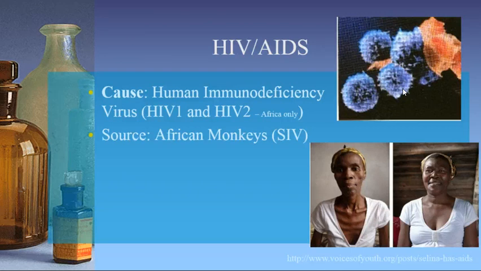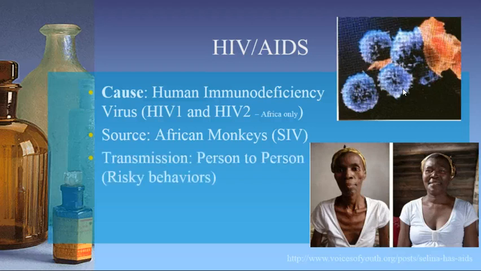Its source is African monkeys. Other primates get a version called the simian immunodeficiency virus, and most of those are not able to jump species, but HIV is, right? Well, the version that jumped species, that's now called HIV, was one that is a species jumper. Let me just clarify that really quickly. Okay, transmission is from person to person, typically through risky behaviors: unprotected sex, intravenous needle drug use. Well, the needle part was kind of redundant, but intravenous drug use, okay?